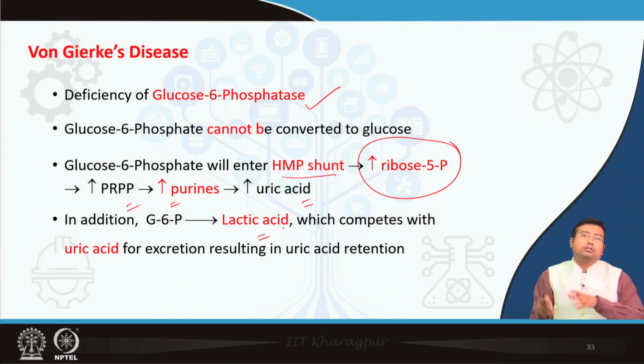In addition, glucose 6 phosphate can be converted by anaerobic glycolysis to lactic acid. We already know, because G6P is also diverted towards glycolysis. This lactic acid competes with uric acid for excretion. So, both overproduction and an excretory defect lead to hyperuricemia in case of von Gierke's disease.